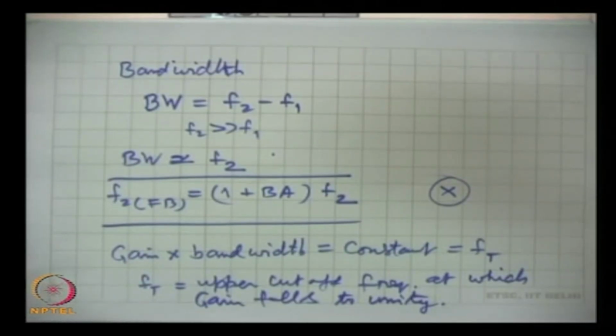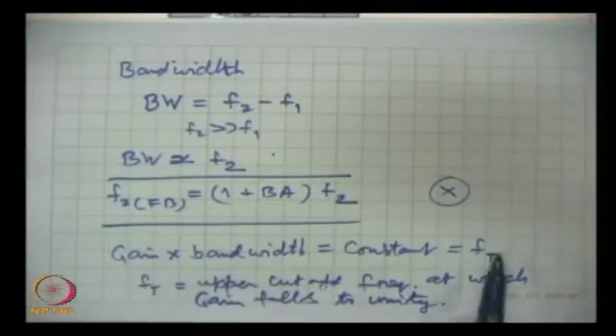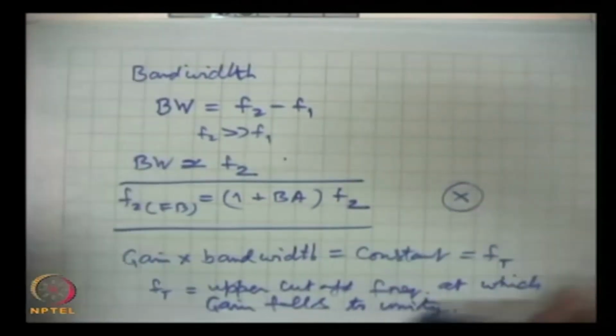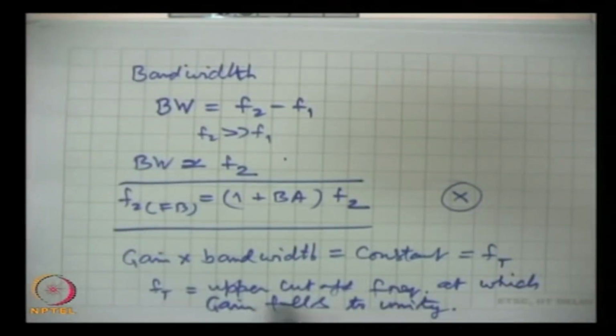Gain bandwidth product is constant for any device and for the circuit which is using that device, and this product is equal to ft. If gain is taken as 1 here, then this is the bandwidth. So, ft fundamentally becomes equal to bandwidth. So, the upper frequency which we have taken as the bandwidth is the upper cutoff frequency at which gain falls to unity.